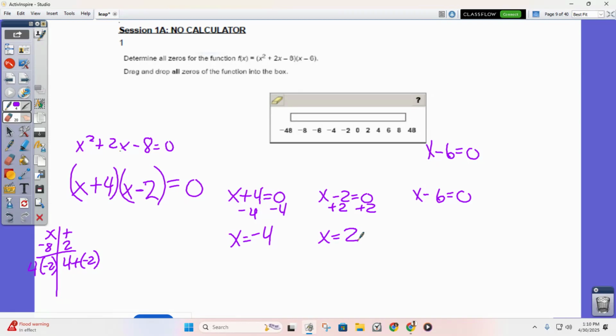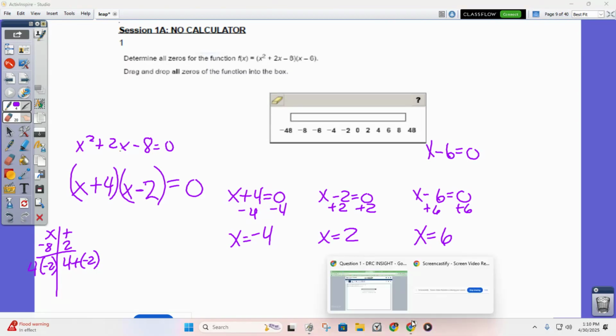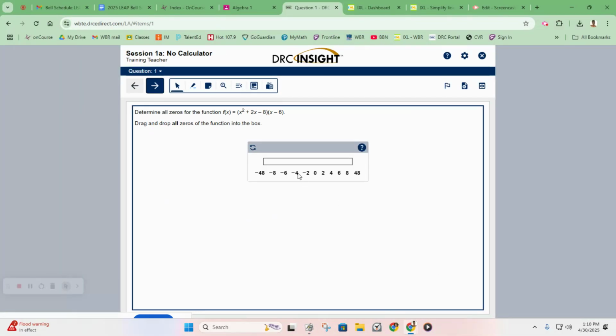The opposite of subtracting 6 is add 6. So x is also 6. So my answers are -4, 2, and 6. Let's go back to our test. I'm going to drive that -4, that 2, and that 6 into my answer box.